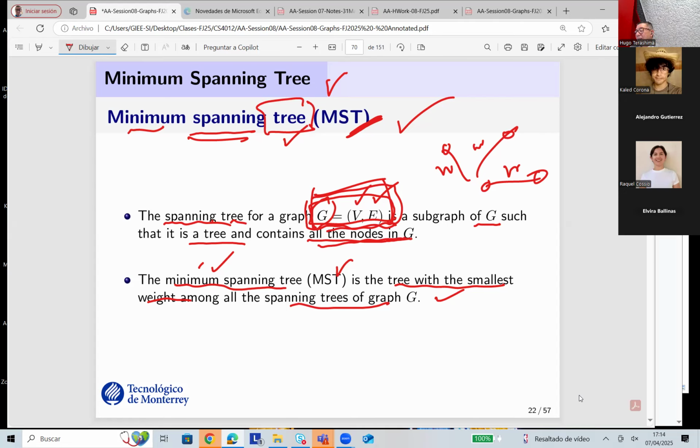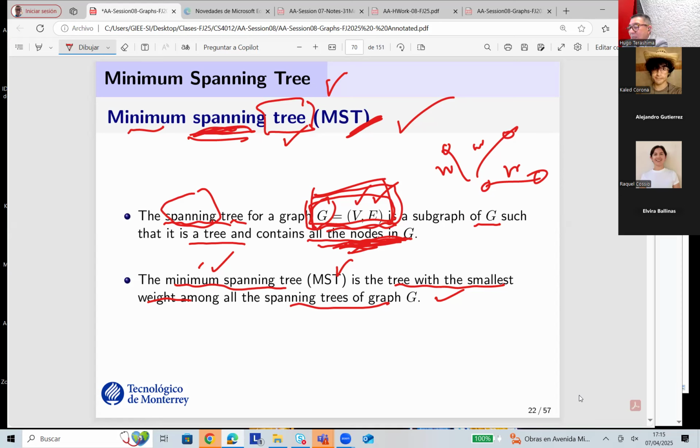But if you are taking a subgraph of G, the tree must contain all the nodes. So the condition is that, of course, I'm going to take a subgraph of G, but that subgraph is going to contain all the nodes in G, not all the edges necessarily, right? But all the nodes. I'm going to possibly take off some edges, right? But at the end, in order to be spanning, it's going to contain all the nodes in G, right? That's the second condition for determining spanning here.